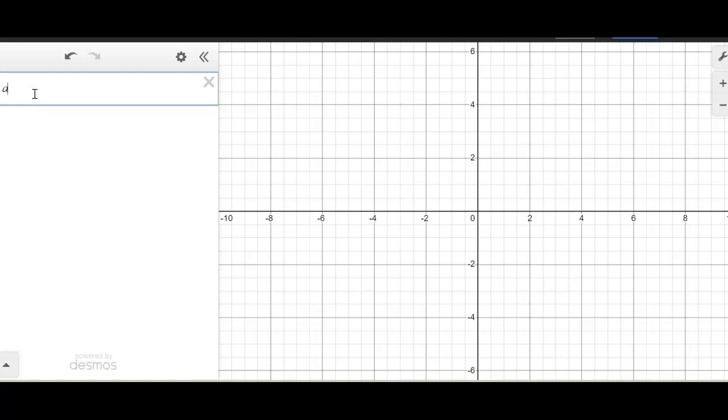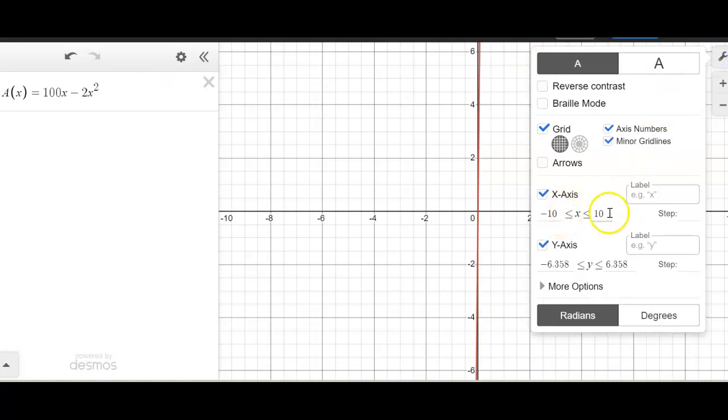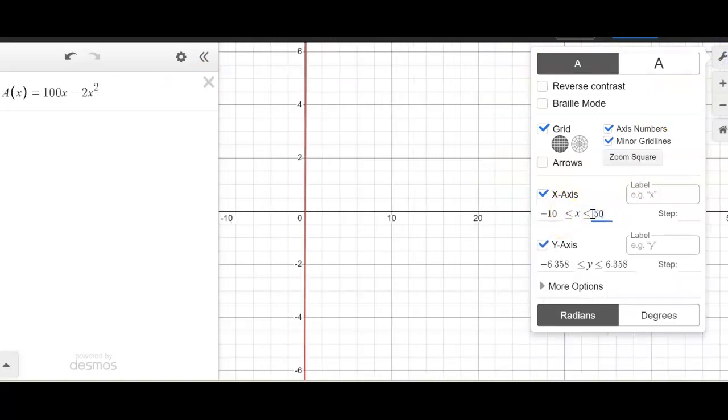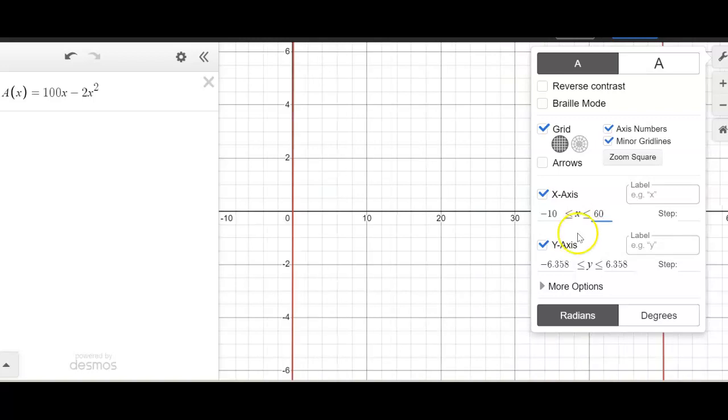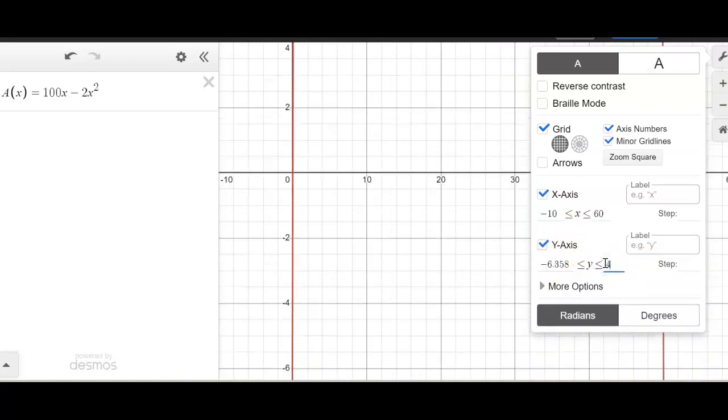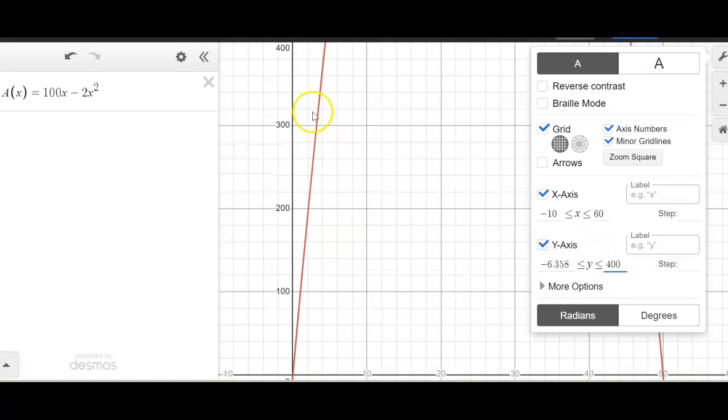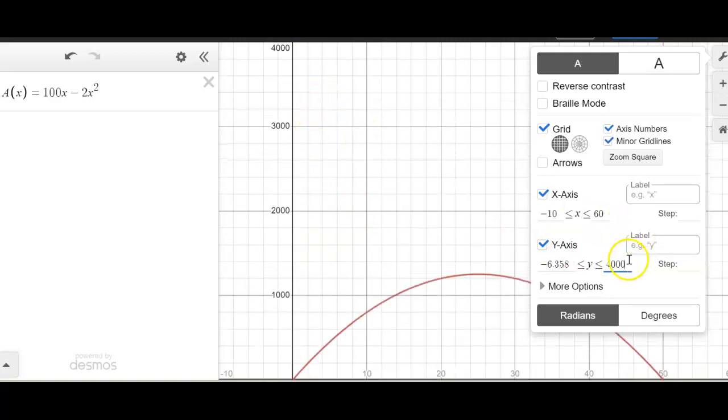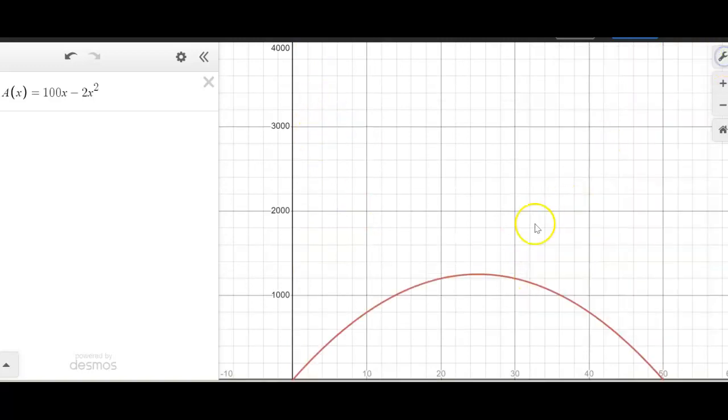All right, so I have A of X is 100X minus 2X squared. We could kind of change the window around here just because of what I already know. Let's make that just a little bit bigger, and let's make this up to like 400. Oh, that's not even close, right? Like that's not even going to be anywhere. Let's do 4,000. Okay, there we go.